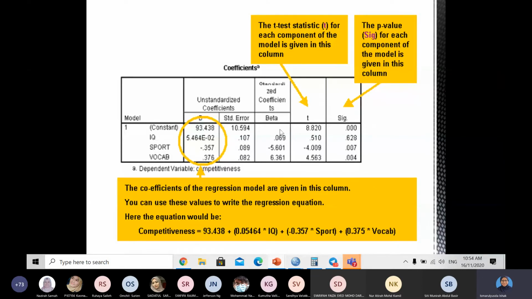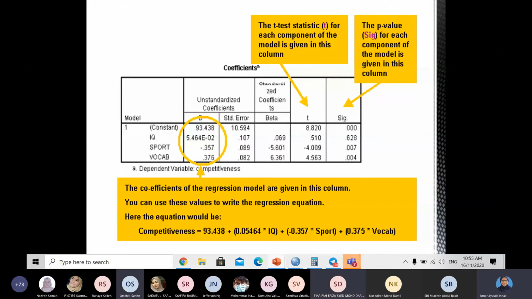Alright, so what do you have to look at? There is a lot of very rich information here. Number 1: from B you write the equation. Number 2: look at the SIG value. From all three independent variables, IQ, sport, and vocabulary, which one is significant to predict competitiveness?